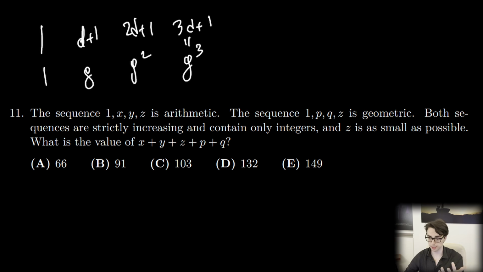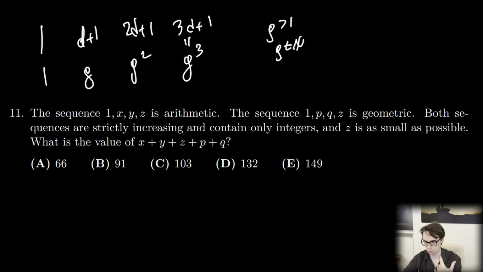So what do we do in a problem like this? Find the value of x plus y plus z. So let's see the most important thing. All of these are integers. So x, y, z is strictly increasing. Strictly increasing means what? It means g is bigger than 1. They're all integers. Oh, look, g is then a positive integer.